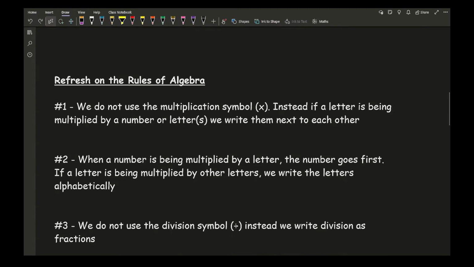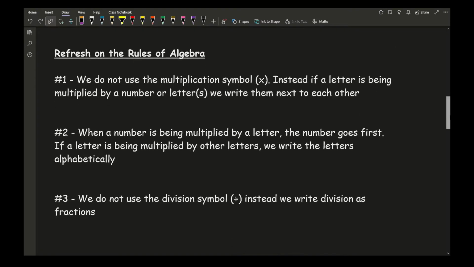So before we continue, let's just quickly go through some of the rules of algebra. Now, the first rule of algebra is that we tend not to use the multiplication symbol simply because it resembles the letter x. So instead, if a letter is being multiplied by a number or other letters, we write them next to each other. So, for example, if I wanted to write 3 times t, then I'd represent that as 3t. If I wanted to write a times b, then that would be represented by ab.